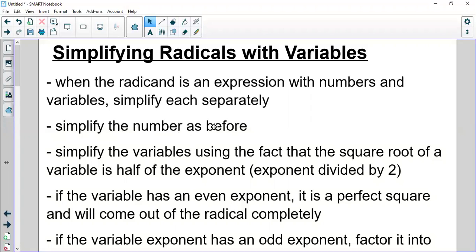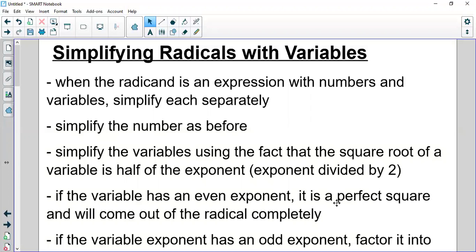Simplify the number like you did before. Simplify the variables using the fact that the square root of a variable is half of the exponent, the exponent divided by 2. So the square root of x squared is just x to the first power. The square root of x to the 10th power is x to the 5th power. The square root of x to the 24th power is x to the 12th power. You're just taking the exponent divided by 2. If the variable has an even exponent, it's a perfect square, and it's going to completely come out of the radical just by dividing by 2.